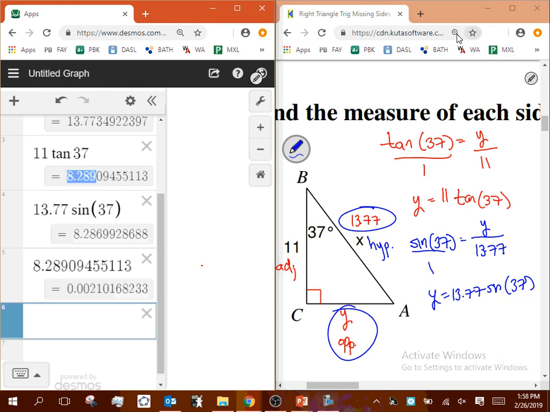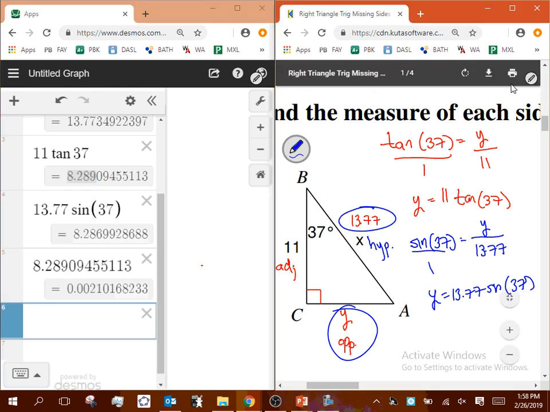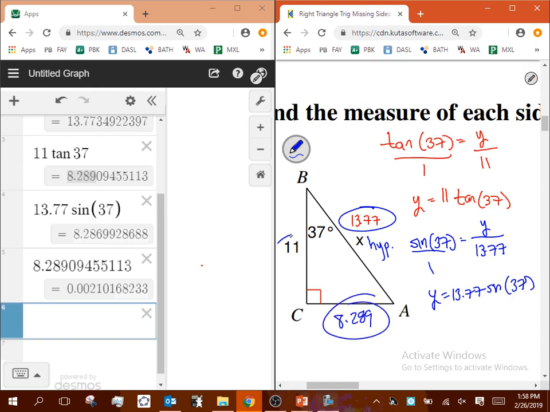Can I use the Pythagorean theorem once I'm done here to see that I've done everything right? Yeah. If this is 11, that's 11. We just said this was 8.289. Okay, take 11 squared, add to it 8.289 squared. That should equal 13.77 squared. Now, obviously, based on rounding again, it's going to be a little bit off.